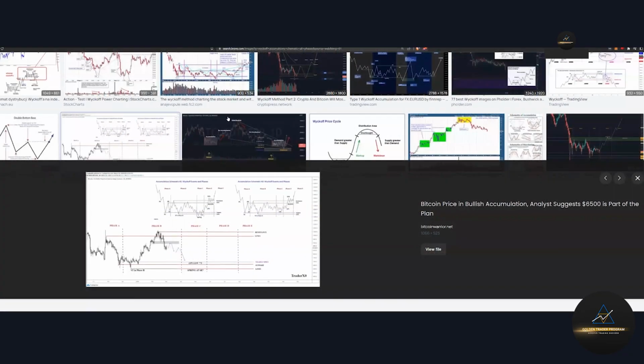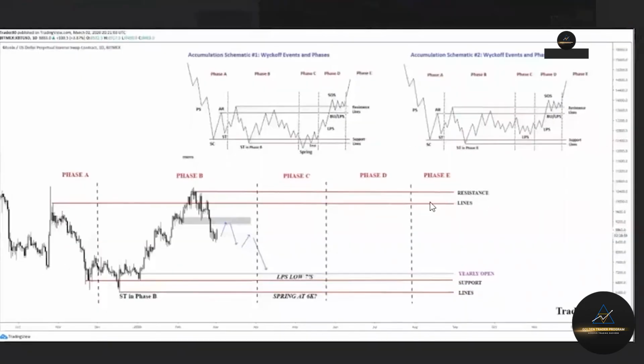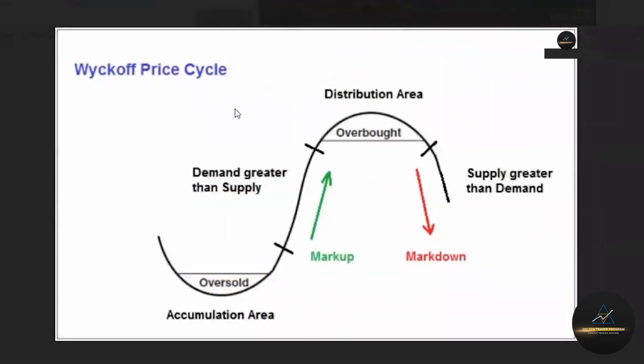If we look at this, even just typing into Google, Wyckoff. What is Wyckoff? It's all free online. Multiple phases. And if you zoom in, there's also support and resistance. As you can see here, there's resistance levels, support levels. There's the LPS low, the spring phase C, there's a traditional markup just explained differently, accumulation area. So there's a lot to understand when it comes to Wyckoff. So let's go to the charts.